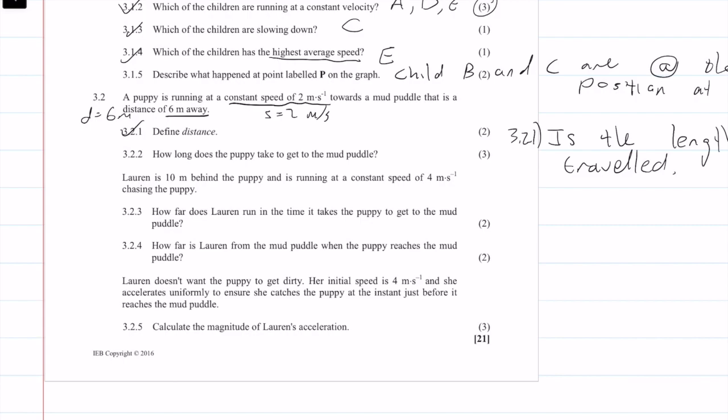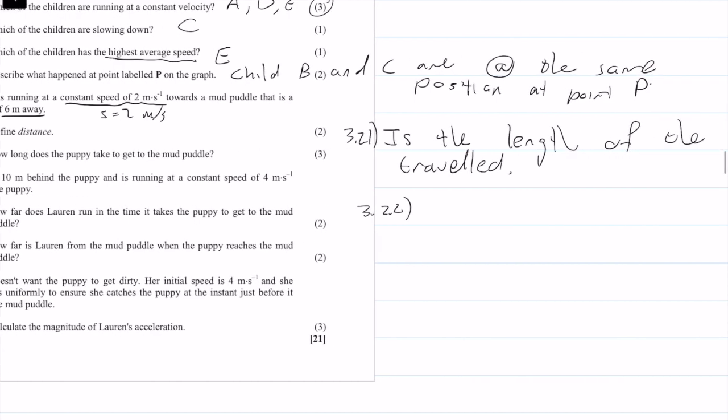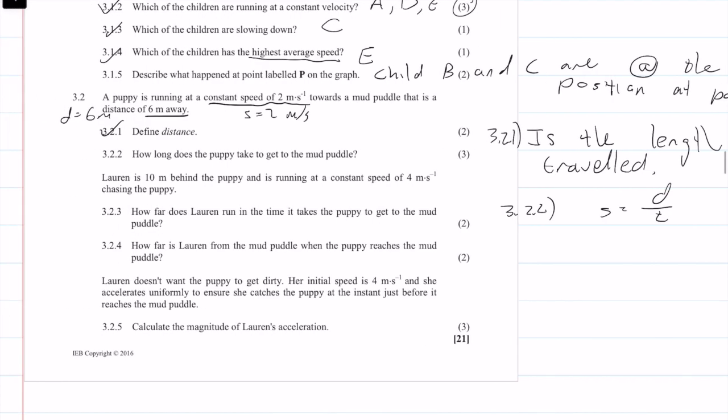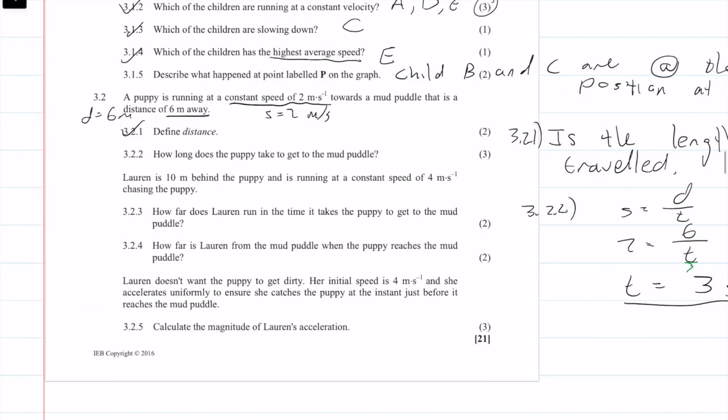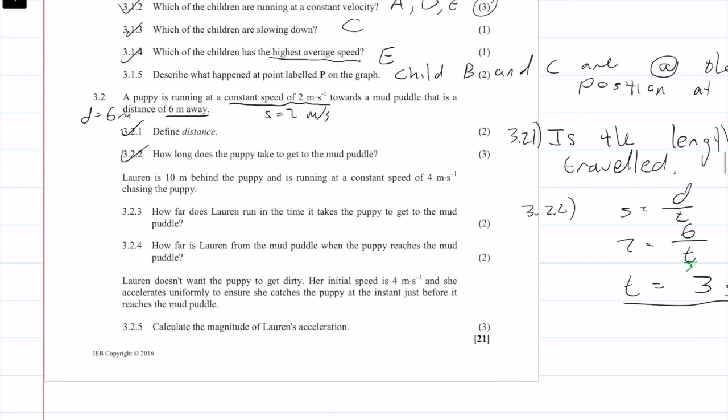Okay, so we can use question 3.2.2. We can use just a basic equation that we use in maths, that speed equals distance over time, because we know there's no acceleration. So we can say the speed was 2, the distance is 6, so the time is the unknown. There's only one unknown here, which is time, so we can solve for t, and t equals 3 seconds. Okay, and we get 3 marks, a little bit generous for such an easy question.